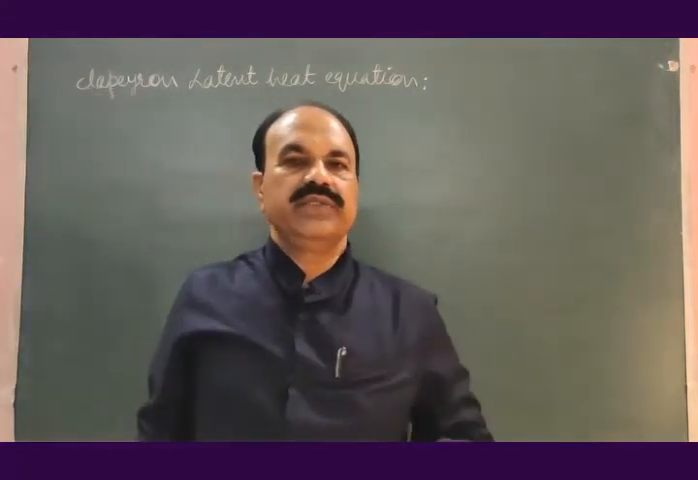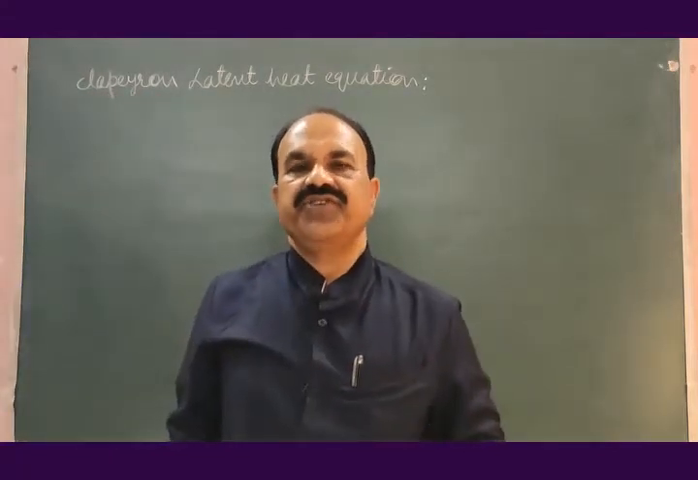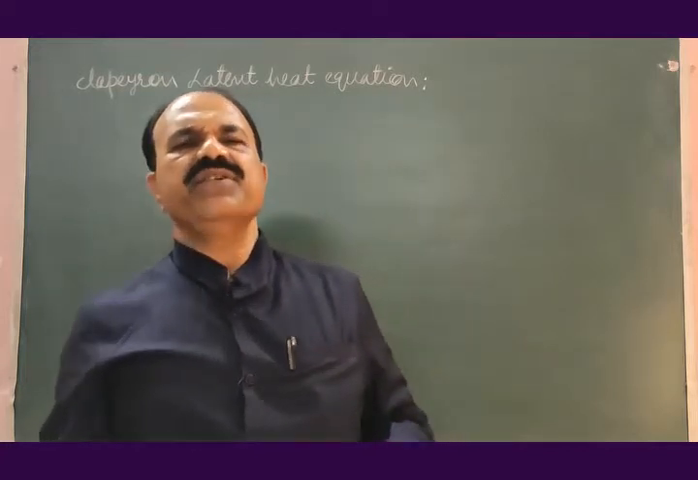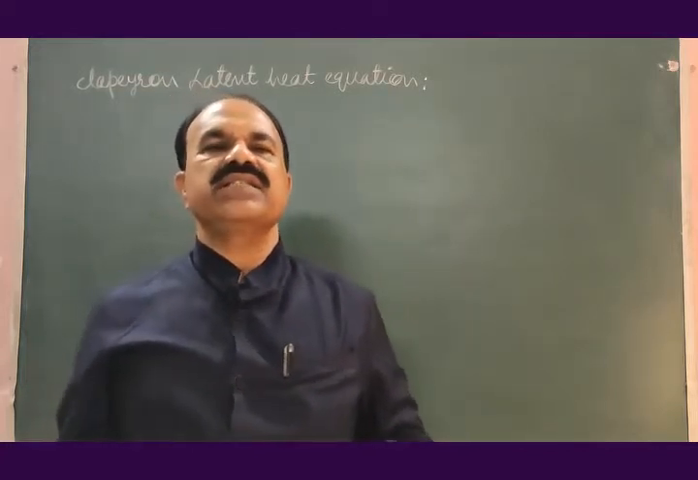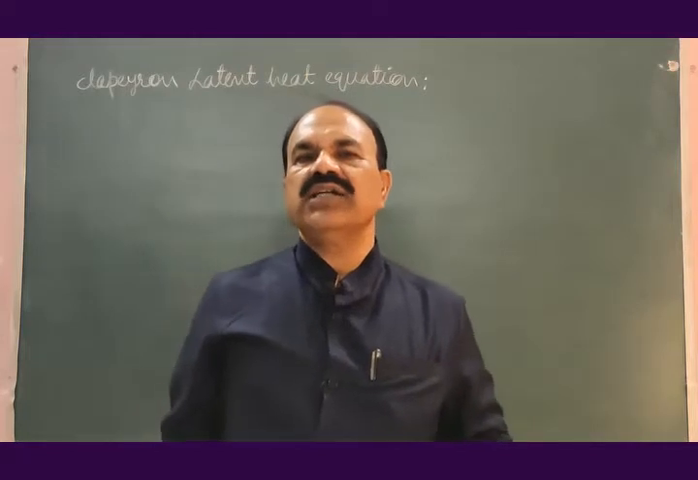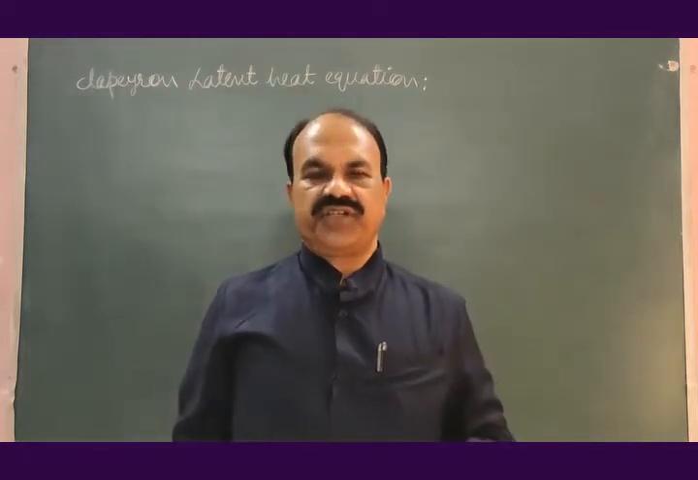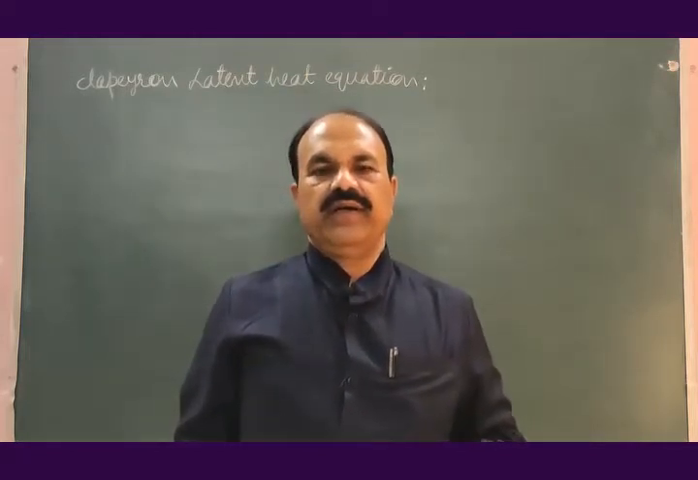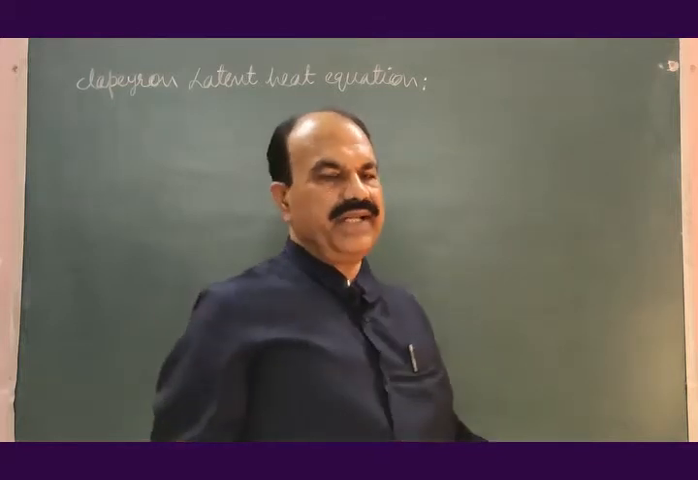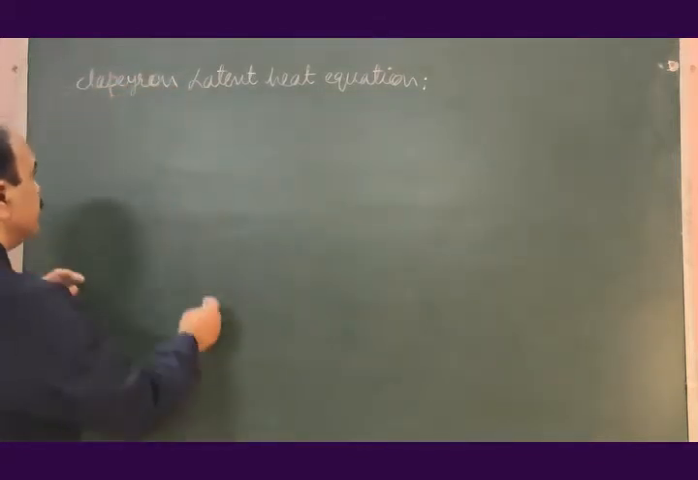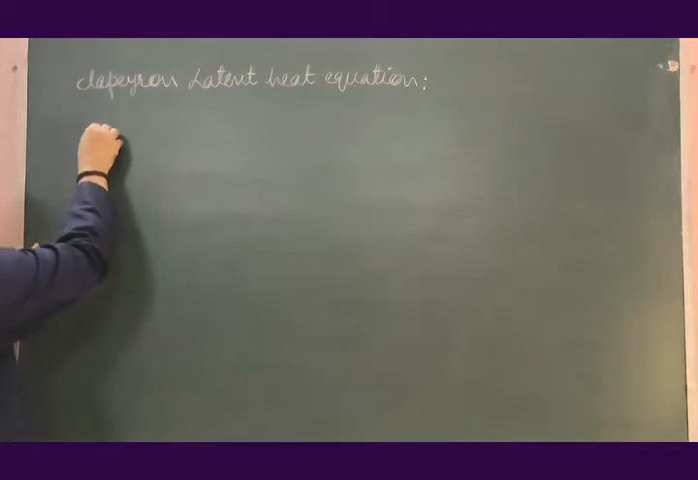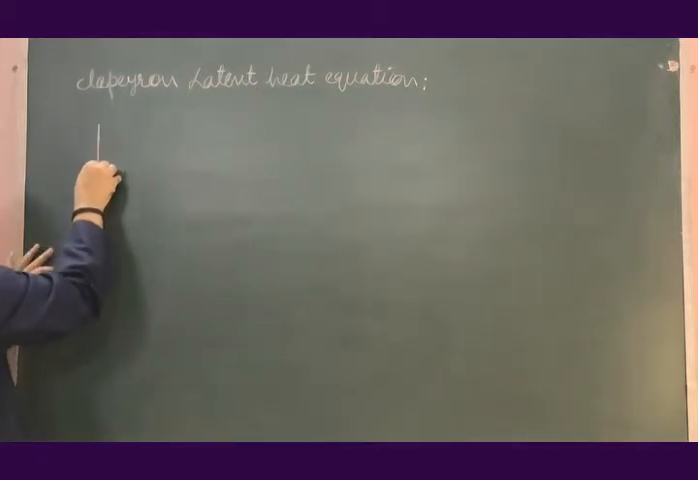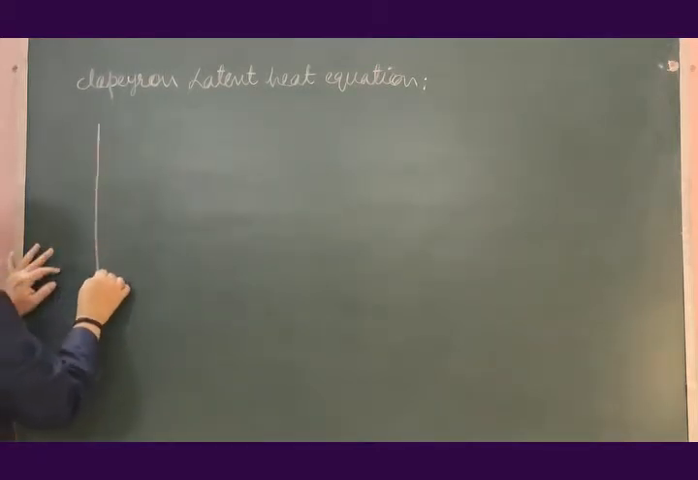Clapeyron latent heat equation. Sometimes it is also known as Clausius-Clapeyron latent heat equation. To study this, let us consider a figure. Let me draw the PV indicator diagram.